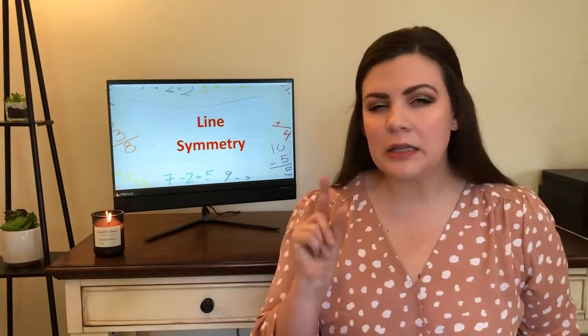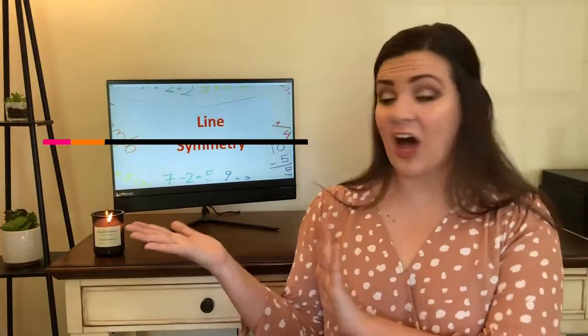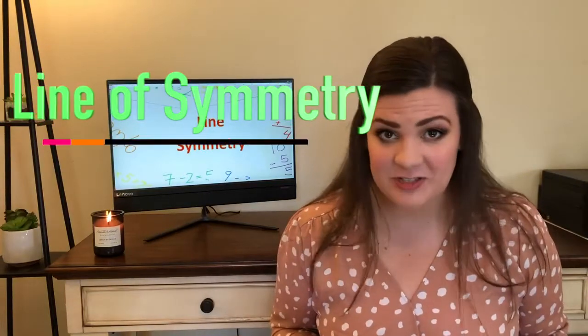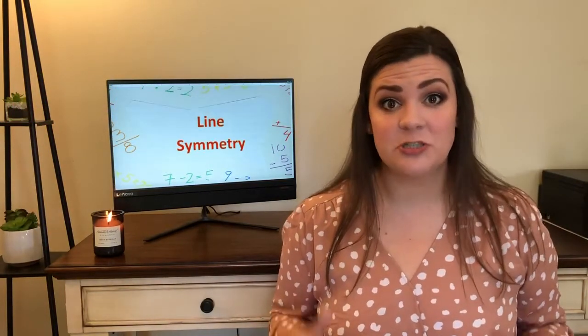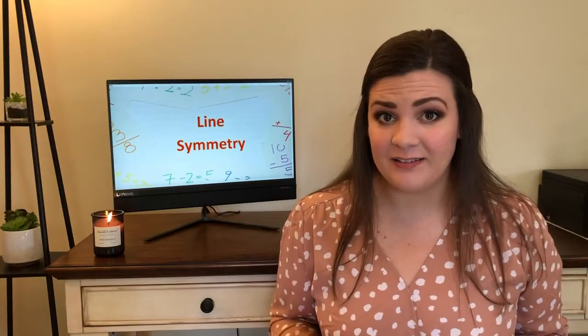I want to talk a little bit more about those lines that we saw going down the middle of the shapes. This line is called the line of symmetry. The line of symmetry is exactly what it sounds like. The line that divides up the shape to show symmetry. You don't say! Where we draw or fold the line is really important.